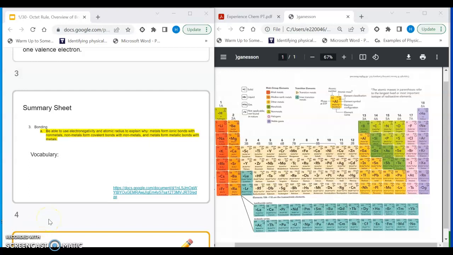Hey everybody, today we are talking about bonding, which is pretty exciting because we're going to be using a lot of the stuff that we learned in atomic structure and the periodic table to understand why bonding occurs between atoms, and specifically how we can predict what bonds are going to occur and how many atoms of each type we're going to need to make a particular compound or molecule.